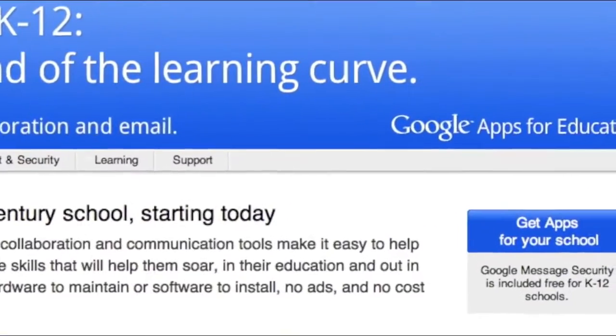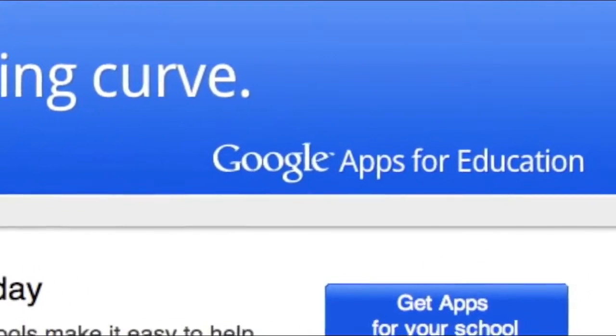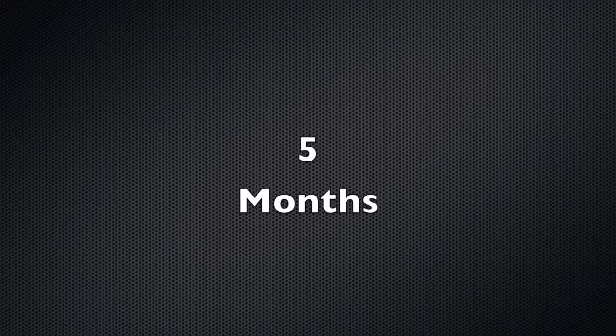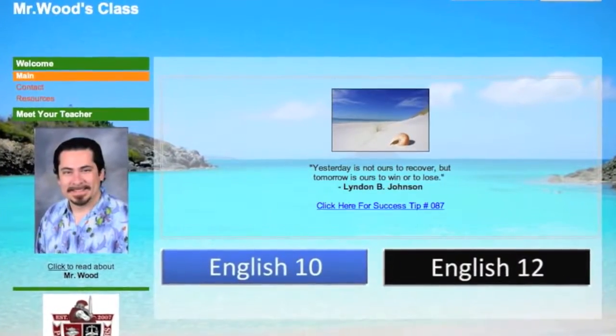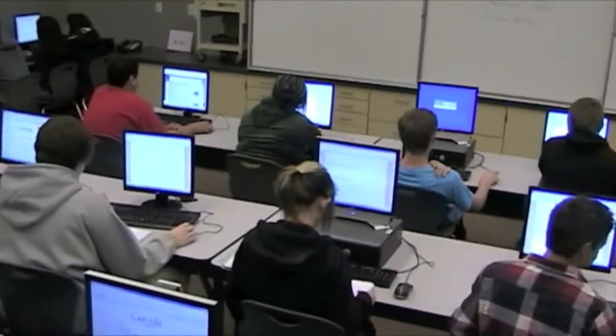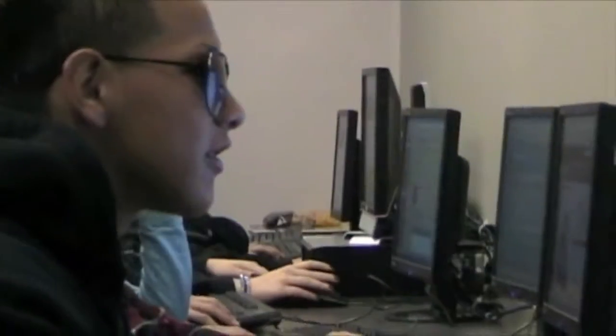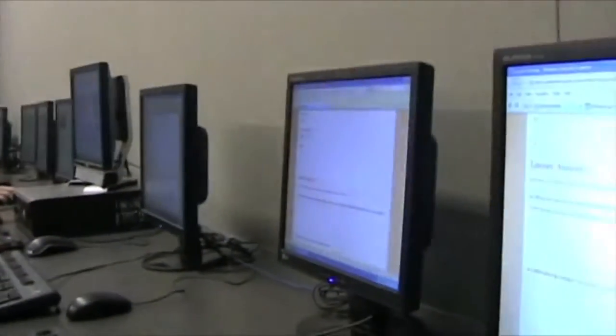I ended up using Google Apps for Education. This helped clear up many of the problems. It took 5 months to finally get students comfortable with using computers. I was able to build a functional course website. Students were able to use the internet for most of their assignments. There were even some students who found the online resources beneficial.